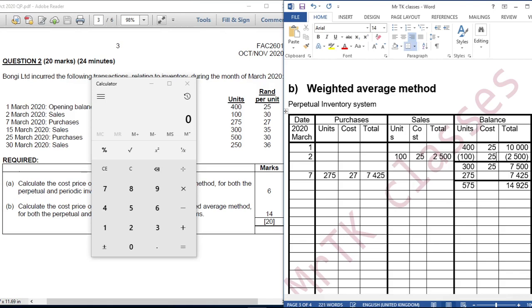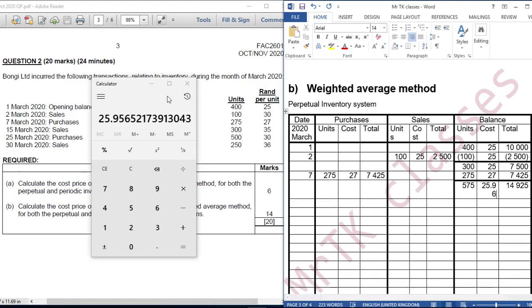We calculate average cost price because we have two batches, and these two batches have different cost prices. We remained with 300 at the cost price of 25, right? The one of 275, the cost price is 27. So do you see that we have two different cost prices? We need to average them. So when we are averaging, we are simply going to say 14,925 divided by 575. So we are going to get 25 point, sorry, 96.